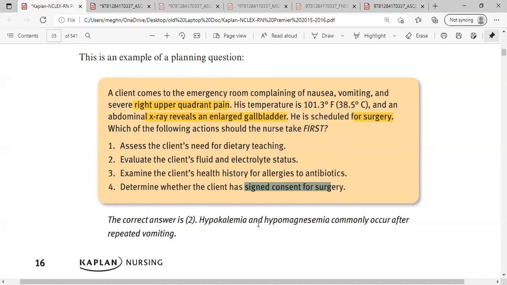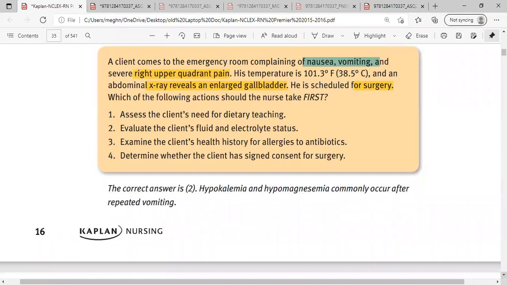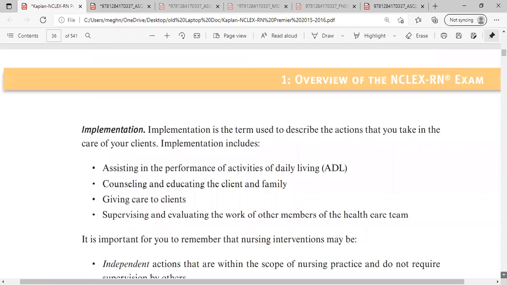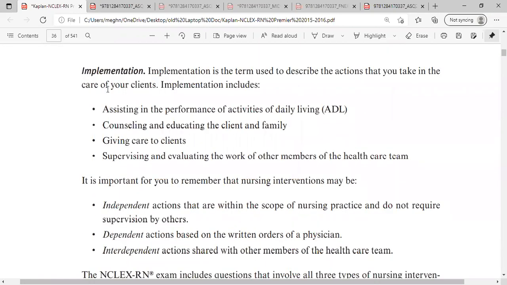Hypokalemia or hypomagnesemia commonly occur after repeated vomiting, and the patient also has a vomiting history, which is another cause. We have to check the electrolyte balance. If I have vomiting or diarrhea, it is easy to lose too much electrolyte. I need to check. Now next is implementation.